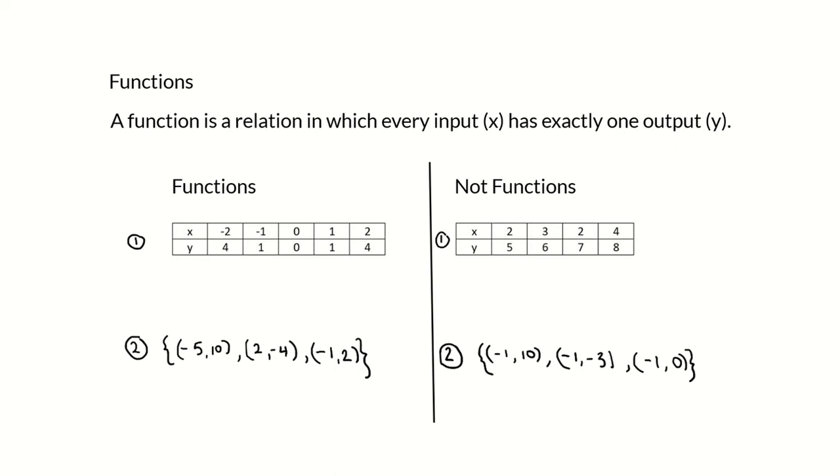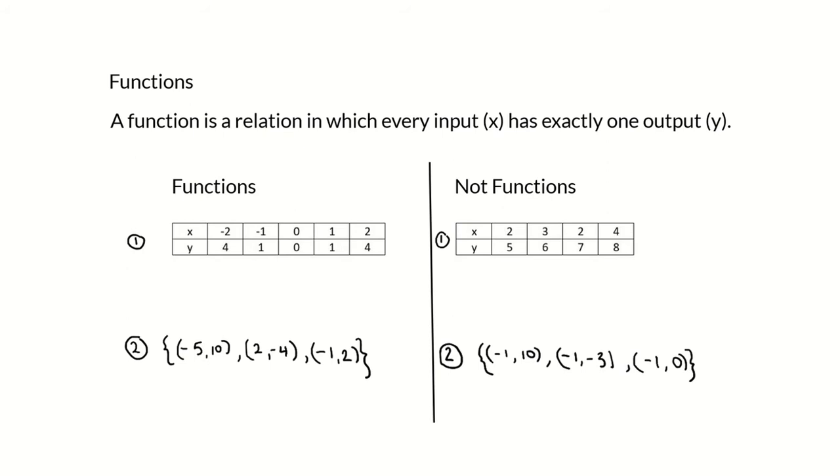A function is a relation in which every input or x value has exactly one output or y value. And this is best seen by looking at some examples. So for every input to have exactly one output, in a table, we're looking for x's that are repeated for something not to be a function. So if x's are not repeated, then the table does represent a function.